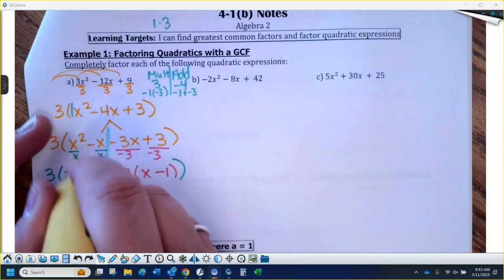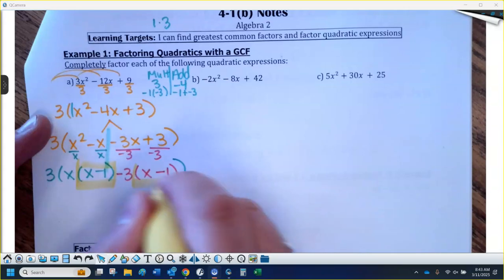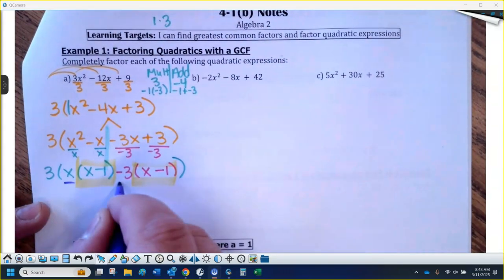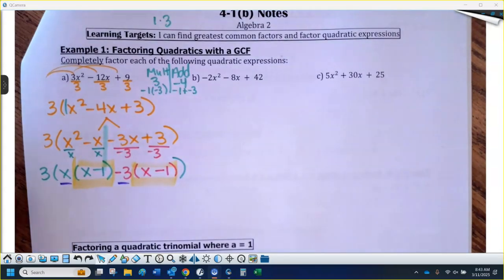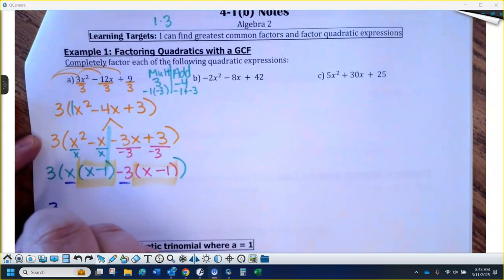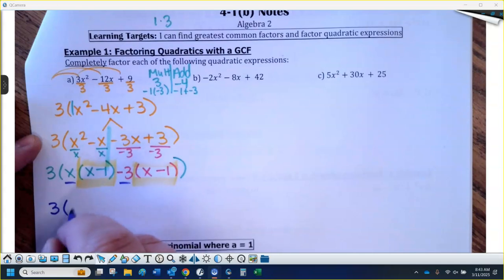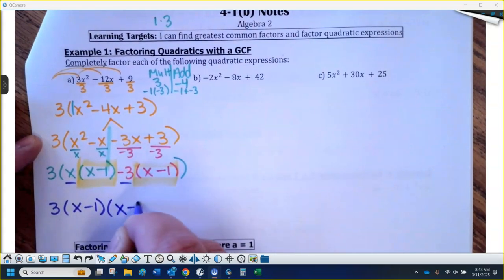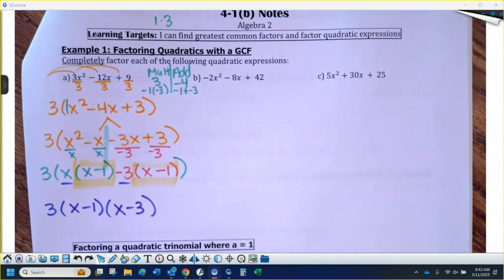Okay, now, if you remember from yesterday, these guys match, so this is one of the factors, and then the other factor is just what you had on the outside. This is just a little weird because we had to take this 3 out in front to start the problem. So one of the factors is x minus 1, the other one is x minus 3. And that would be totally factored. We just had to take a greatest common factor out in front first.